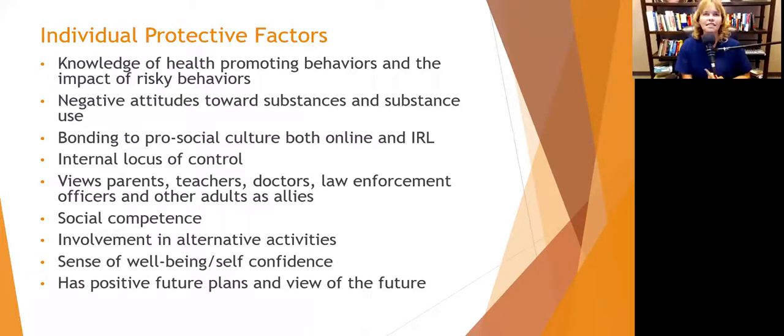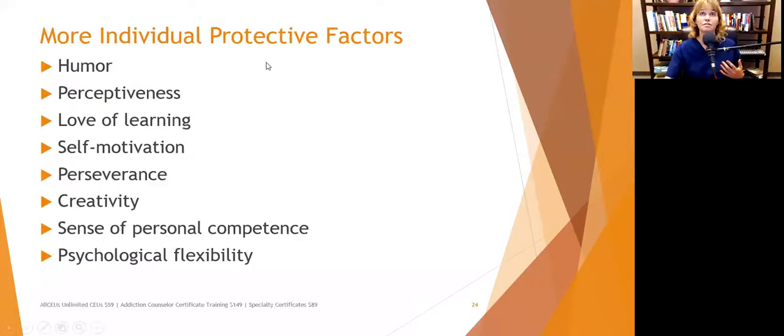They view parents, teachers, doctors, law enforcement, and other adults as allies. They feel socially competent. They're involved in alternate activities, not just school. They have a sense of well-being and self-confidence and positive future plans and a view of the future. So all of these things can help buffer youth against depression, anxiety, substance abuse.